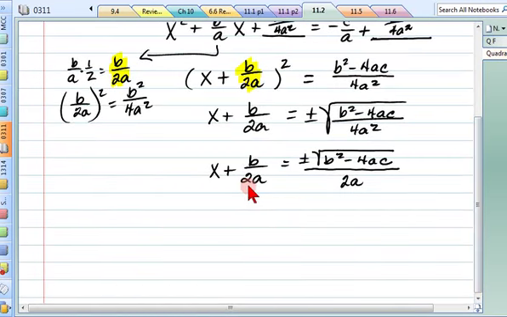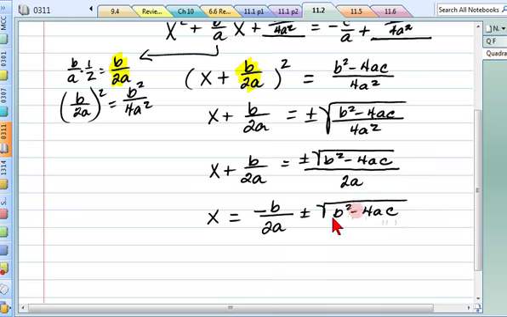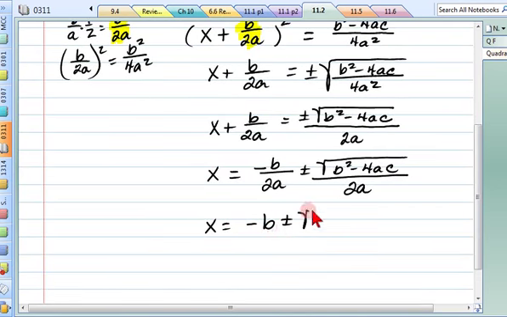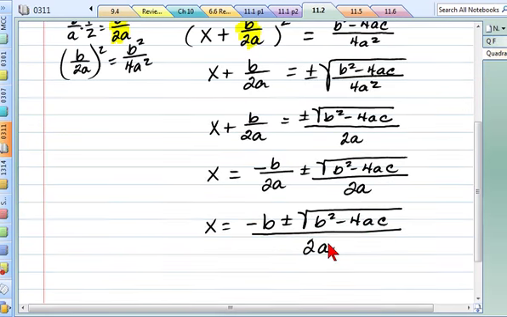Now I need to subtract b over 2a from both sides. X is equal to, it's going to show up on the right side as negative b over 2a plus or minus the square root of b squared minus 4ac, and that's over 2a. It typically happens that you get a common denominator, so I can just write it once. It's negative b plus or minus the square root of b squared minus 4ac all over 2a. And that is the quadratic formula.